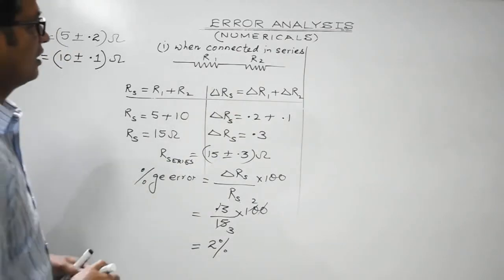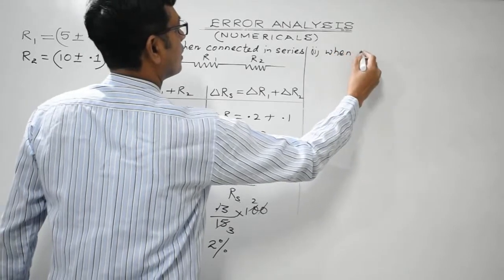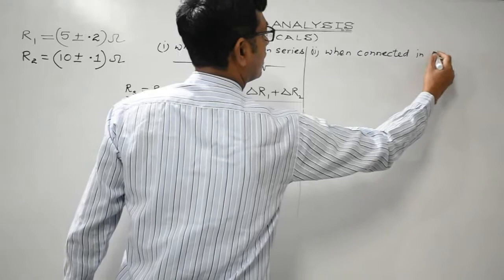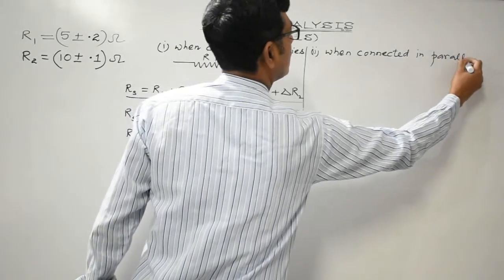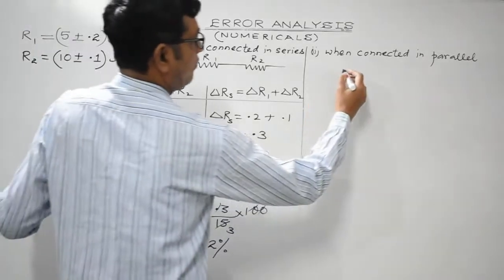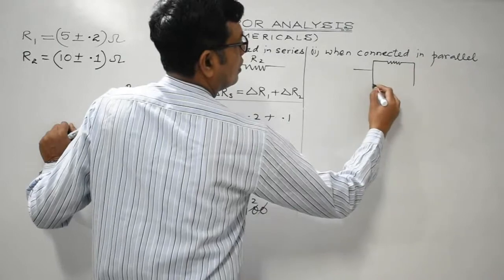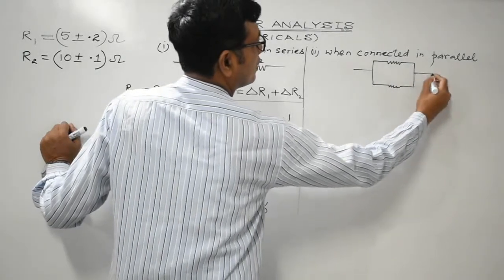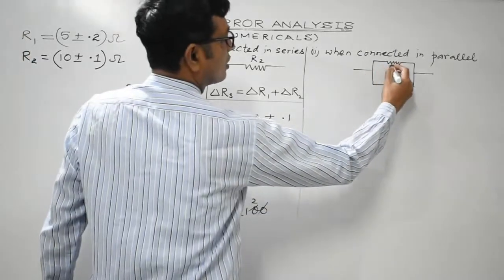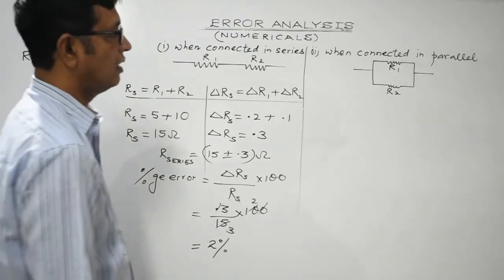Now let's consider the second case, when connected in parallel. This is an interesting case. So, in this case, the resistors are connected across such that the potential difference across each of these two resistors remains constant. So, this is R1 and this is R2. This is how the resistors are connected in parallel.